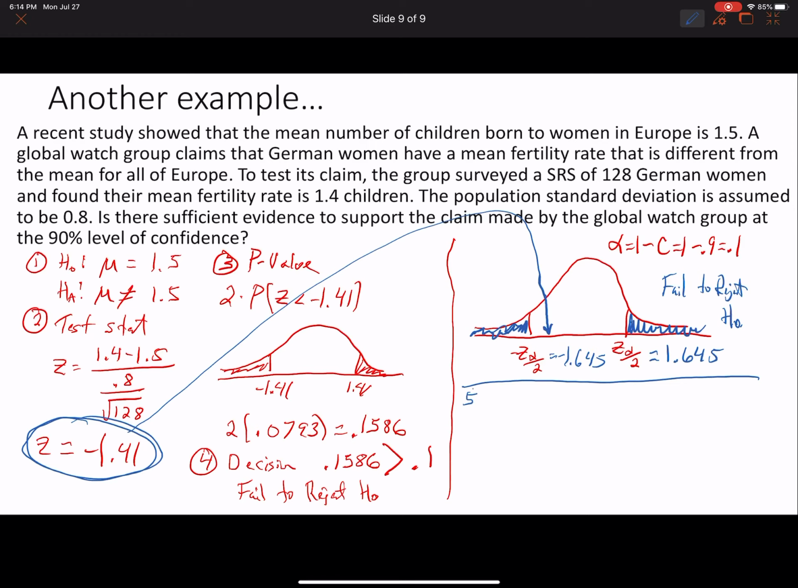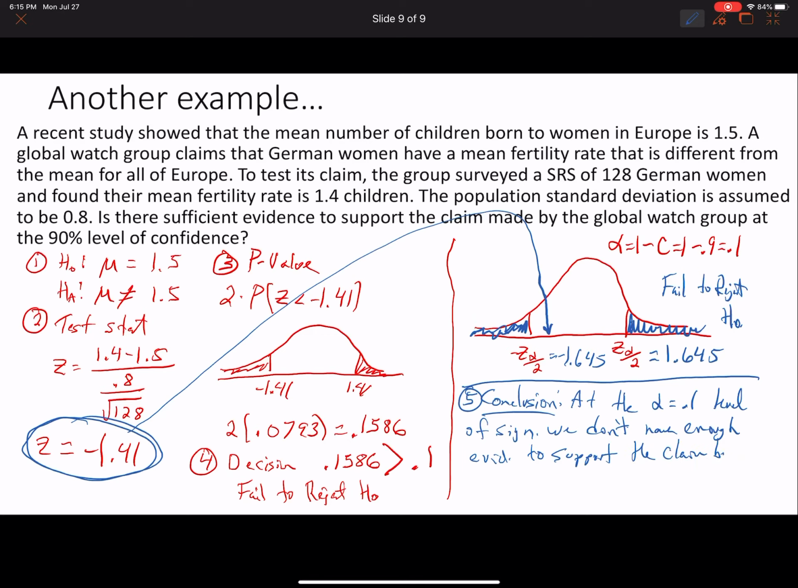Either way we spin it, we have a conclusion to write. So the conclusion is, I always have a tendency to combine the words at and the, and I don't know why I do that, but anyway. At the alpha equals 0.1 level of significance, we do not have enough evidence to support the claim by the Global Watch Group.